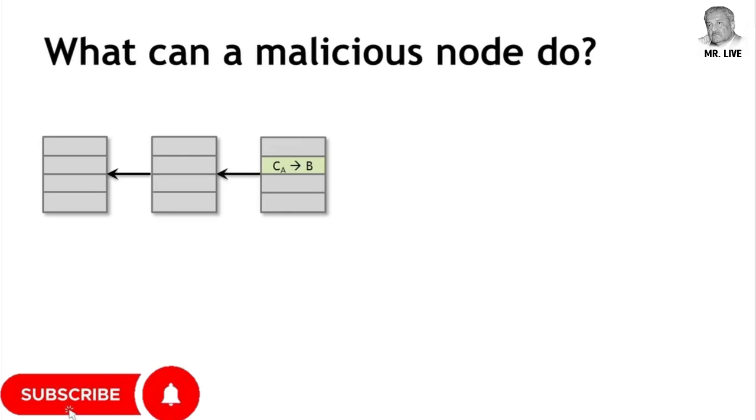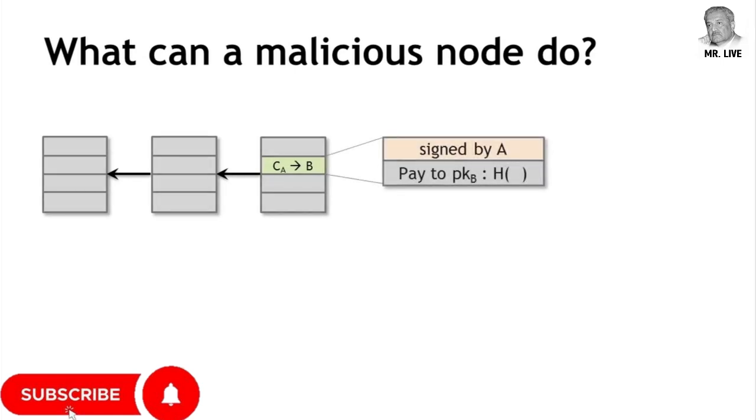So what is going on here? There is this block that was created by an honest node that contains a transaction that represents a payment from Alice to the merchant Bob. By C subscript A, I mean a coin belonging to Alice, and that is now being sent to Bob's address. Let's zoom into this in a little bit more technical detail. A transaction, as we saw earlier, is a data structure that contains Alice's signature here and an instruction to pay to Bob's public key, and also a hash.